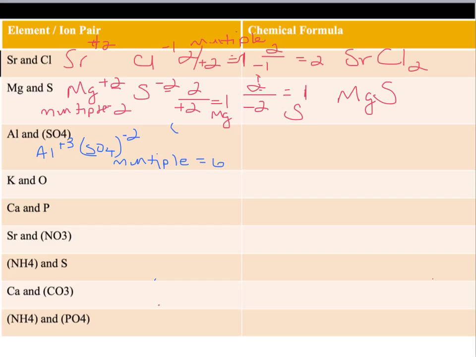So again, you take the multiple. We'll work with the aluminum first. 6 divided by +3 gives you 2. So that's 2 aluminums. You do the same thing for the sulfate. You take the common multiple, 6, divide it by the ionic charge. So 6 divided by -2 is 3. So you need 3 sulfates. So the way you would write this formula is Al2, and put the SO4 in parentheses because you want to show that that 3 applies to each one of them.